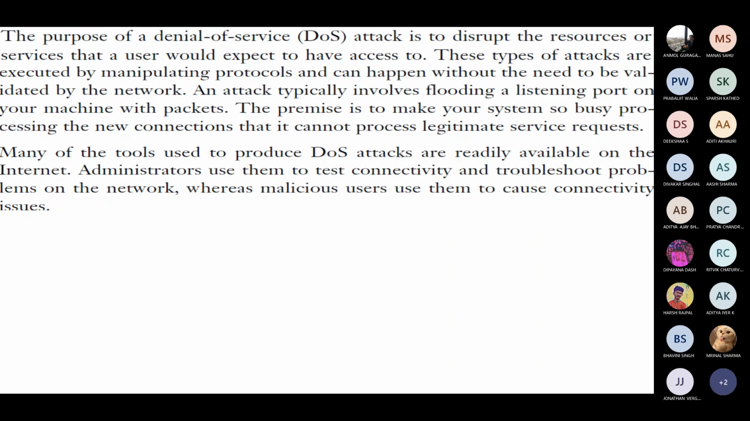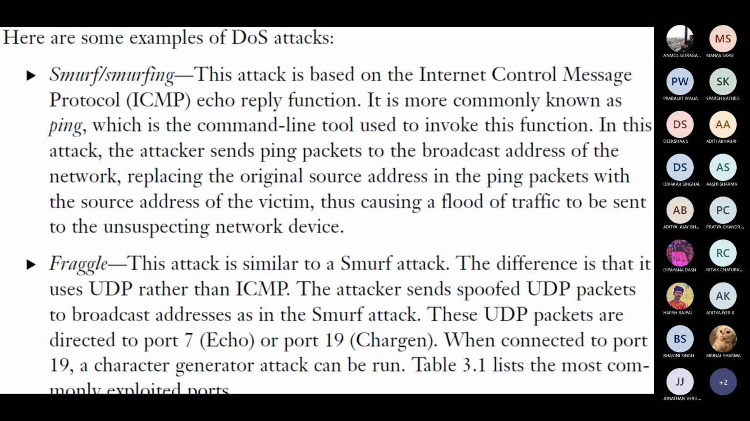And here we have multiple denial of service attacks: smurfing, Fraggle. So what is called smurfing? This attack is based on the ICMP protocol. Based on the ICMP protocol, this smurfing takes place. The echo reply function is most commonly known as ping. I think all of you know about ping. Ping is a command which is used to check the connectivity of the network. If we give a ping command in our DOS prompt, it will give the connectivity information of that particular system to the internet.